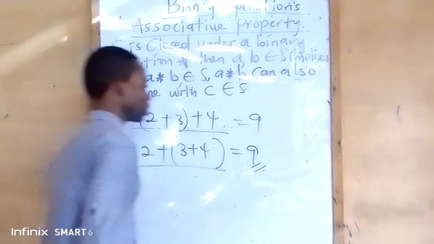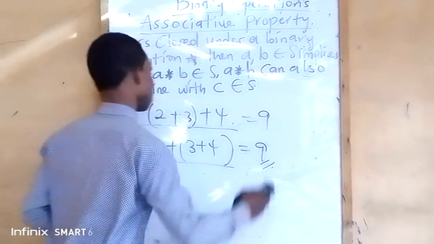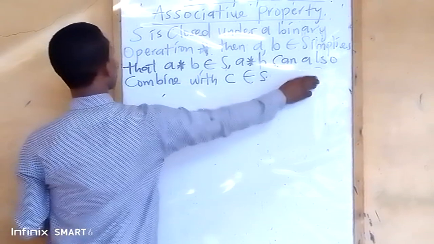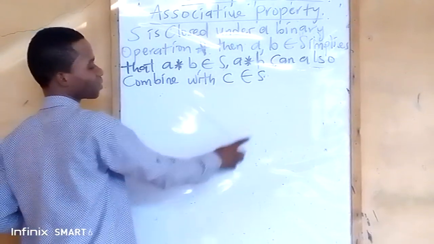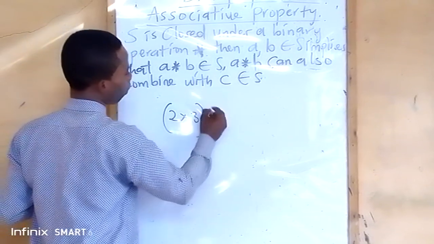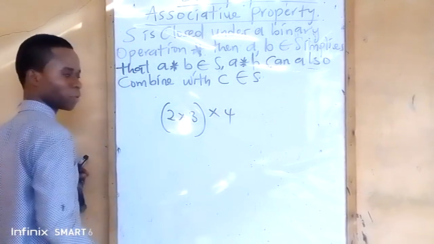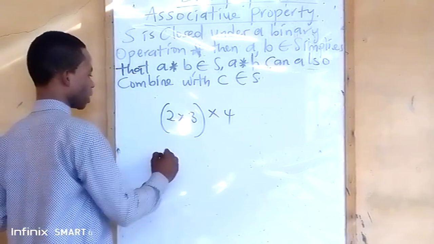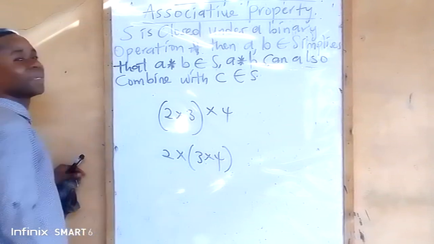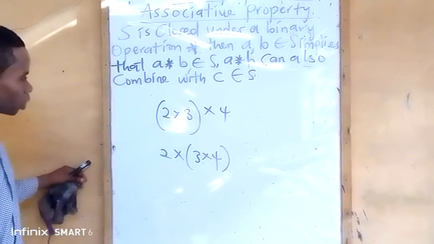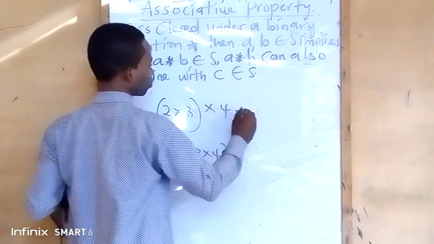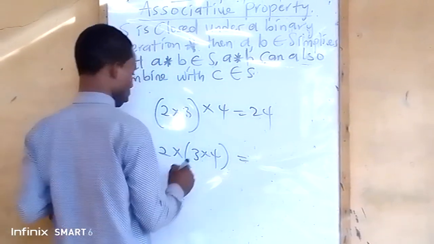Now let's check it for multiplication. It can also combine with C, that is the C I'm putting outside. If I say 2 times 3 can also be combined with times 4, and if I also write it like 2 times open bracket 3 times 4, and I can get the same answer, that means multiplication is also associative. 2 times 3, 6. And 6 times 4, 24. 3 times 4, 12.